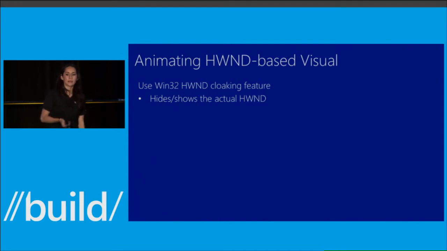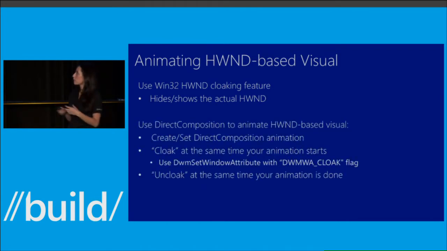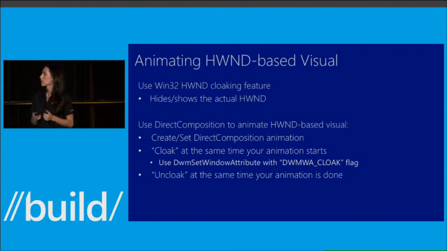Now, in order to animate that HWND-based visual, you're going to play a little bit of smoke and mirrors. So what happens is you have the real window, the real layered window, and now you're going to have a second instance of it, which is the HWND-based direct composition visual. So we have a feature called cloaking that allows you to do this. The cloaking feature allows you to hide and show the actual window, but it won't stop it from actually rendering. So although we hide it, you can still see that the HWND-based direct composition visual will show you all of the output updates.